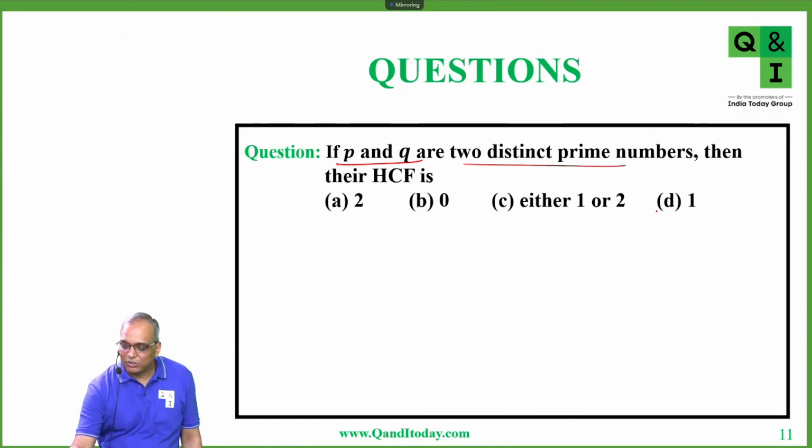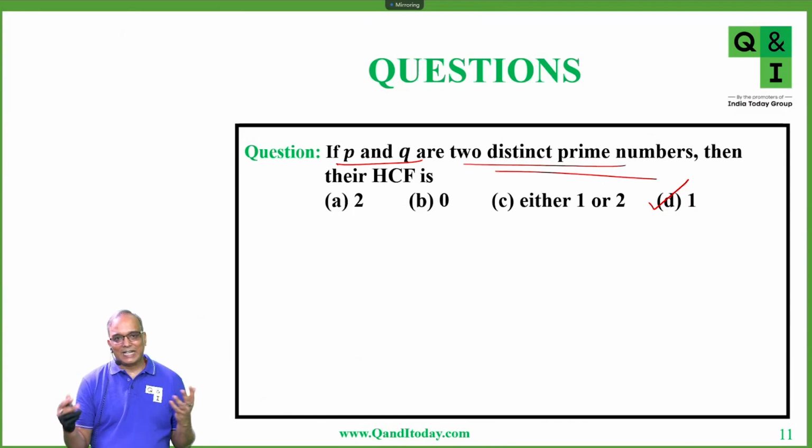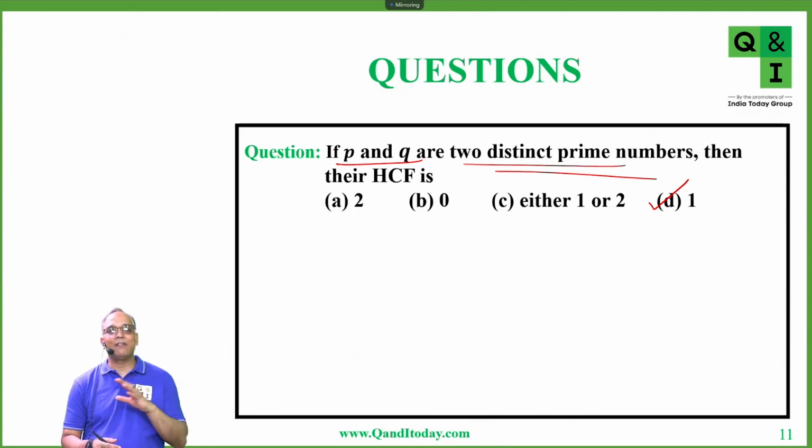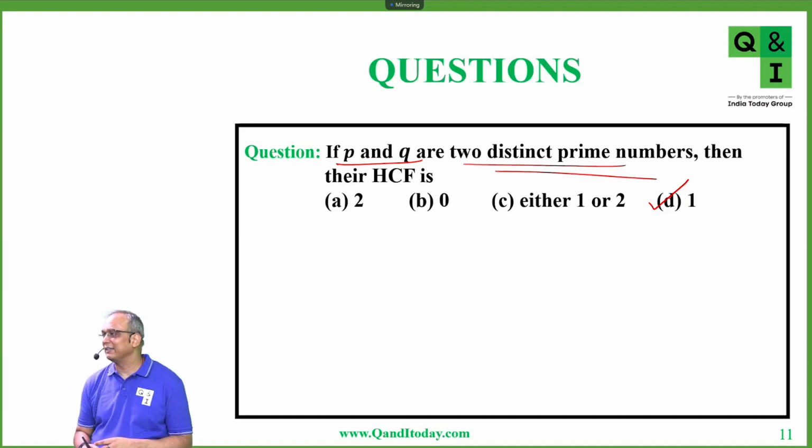Right? So it is option D, 1. Why? Because they are distinct prime numbers. And we know that there is no factor in common between two prime numbers, because prime numbers have only two factors, one and the number itself. And because these are two distinct prime numbers, they will have no factor in common other than 1. And that's why the HCF is 1. Very good.